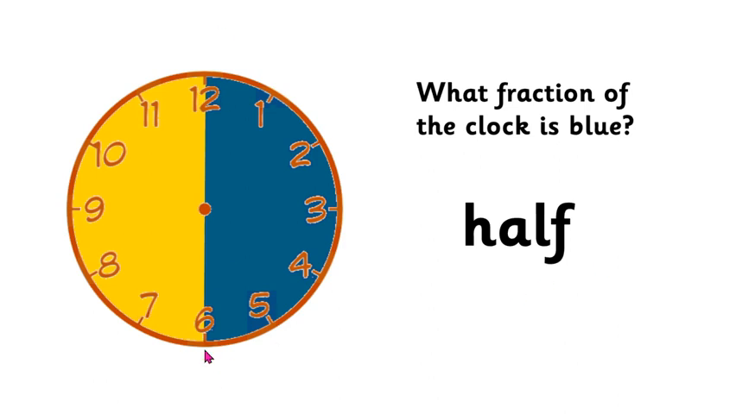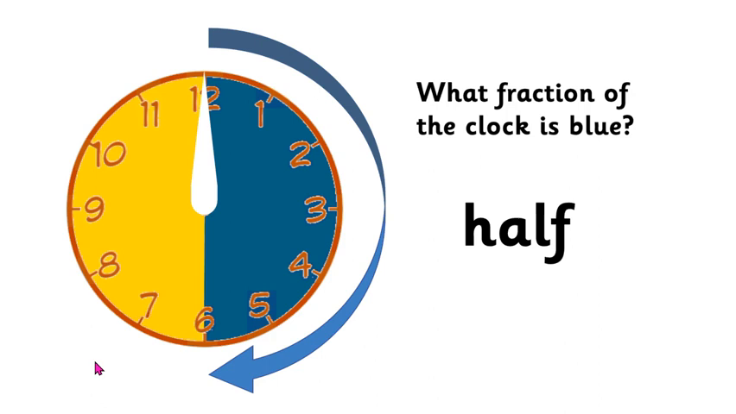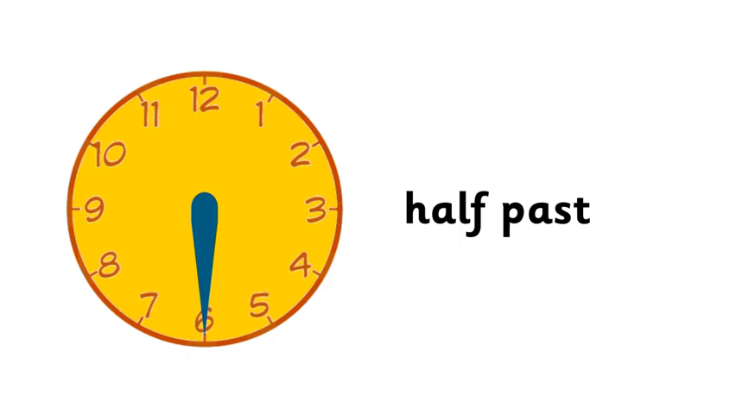Now think about that minute hand that we just looked at. Here it is. I've changed the colour of it. The minute hand travels around the clock this way. When it gets to this point and it's pointing down, it has travelled halfway round the clock. It has turned halfway round. That's how we know that this shows half past.